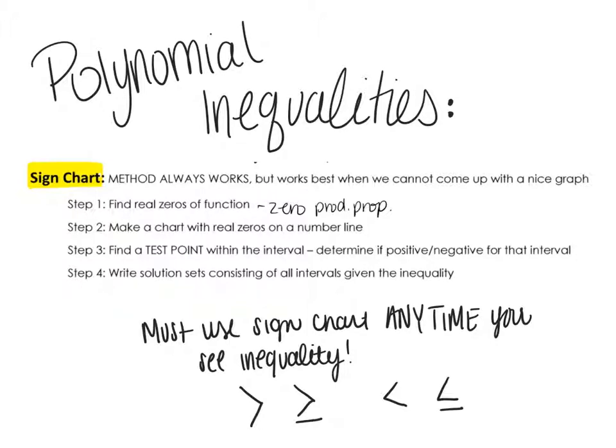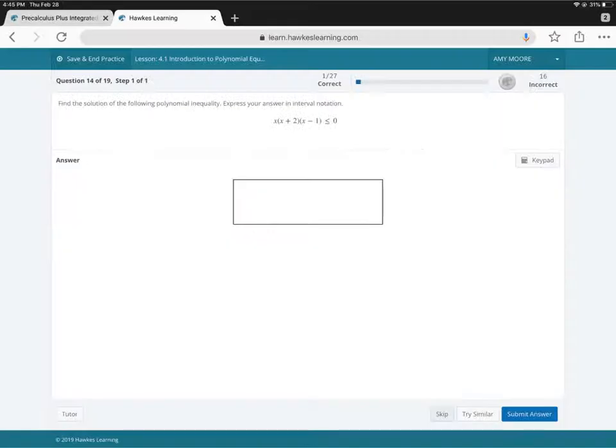We're going to go through an example, but again, anytime you see greater than, less than, greater than or equal to, less than or equal to, you do the same process. The only thing that's different is you pick different intervals. So here's our first example. The inequality says x times x plus 2 times x minus 1 is less than or equal to 0. As soon as I see that inequality symbol, that tells me I'm doing the sign chart.